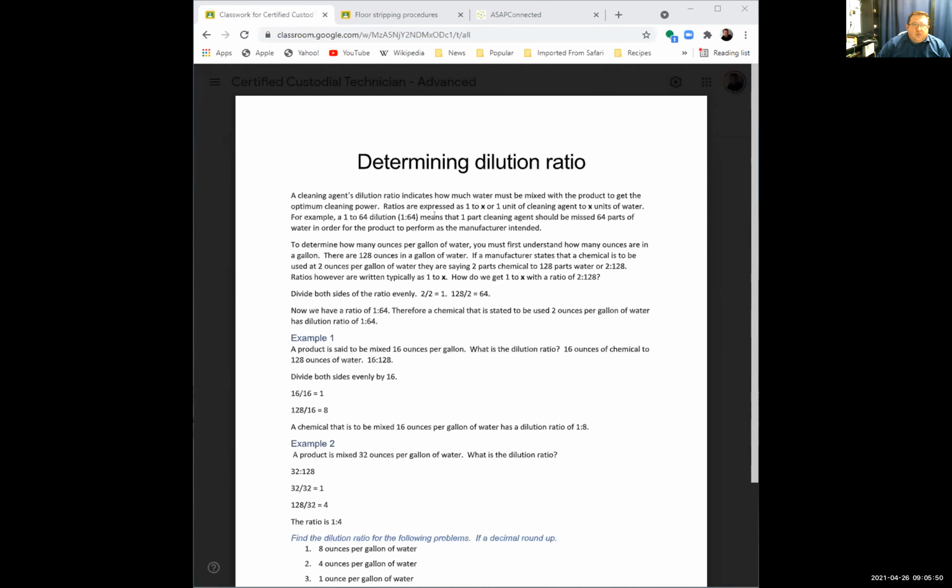So when we see these dilution ratios written as 1 to 64, a lot of times that doesn't help us to measure it out. If I'm using a measuring cup, well, how much is a 1 to 64 ratio? To determine how many ounces per gallon of water we're going to need, we first need to understand a very simple thing, and that is understanding volume.